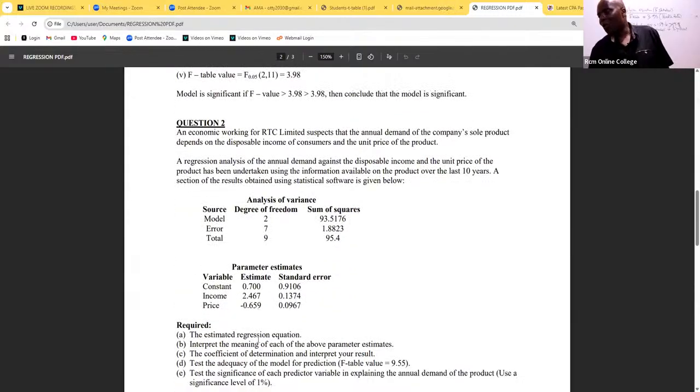So allow us to look at question number 2 before you go to your past paper. We are doing question number 2 together, and then we mark here live.